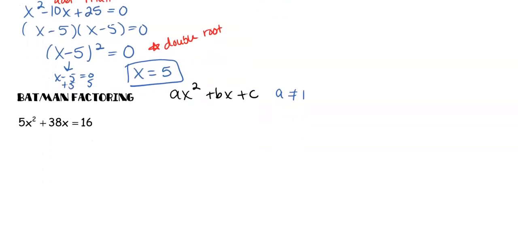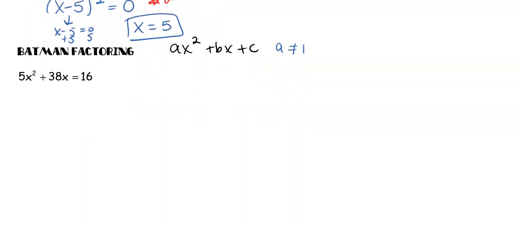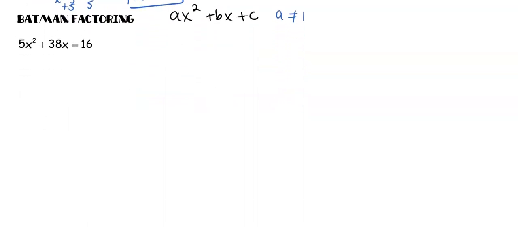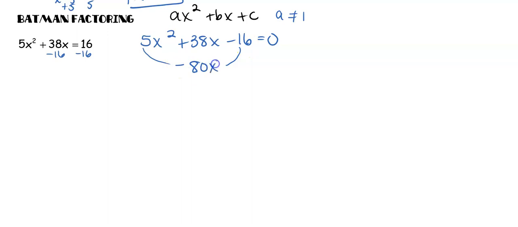All right, and then our last kind of reminder of factoring is Batman factoring. So we have the same issue starting here, is that it's not set equal to 0, so we move that 16 over. We get 5x squared plus 38x minus 16 is equal to 0. We check for a GCF. There is not a GCF between these three terms, so we go ahead and start Batman. 5 times a negative 16, that's going to be a negative 80x squared. We pull down that first term of 5x squared. We pull down the last term of a negative 16.